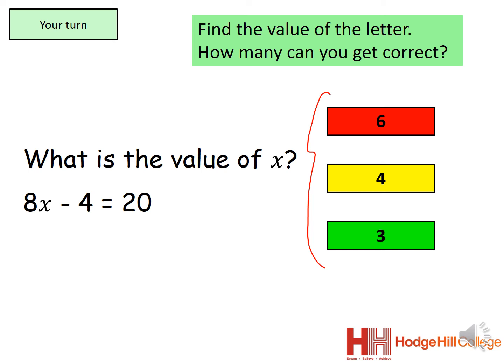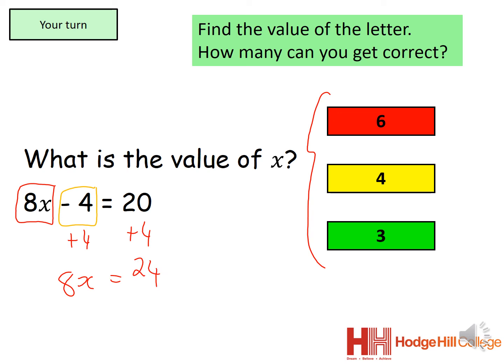Okay, welcome back. So, first things first, we want to get rid of anything not attached to this 8x term. This negative 4 is not attached to the 8x term, so I need to get rid of negative 4. So to turn negative 4 into 0, I need to add 4 on both sides. So negative 4 add 4 gives me 0, so I'm just left with the 8x. 20 add 4 will give me 24.